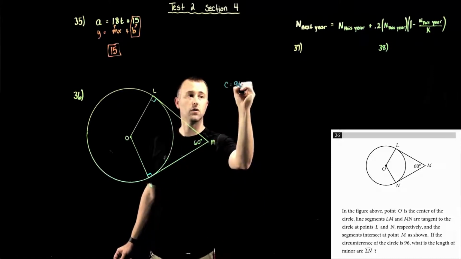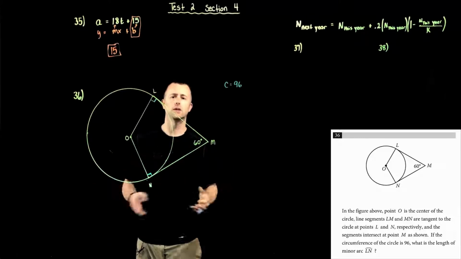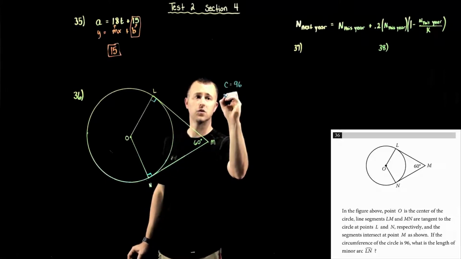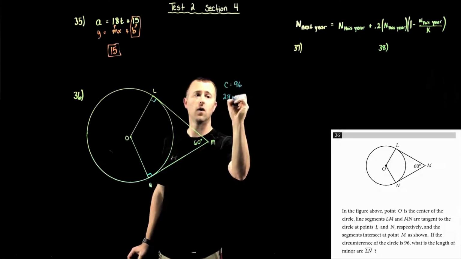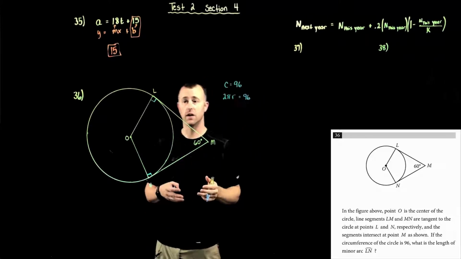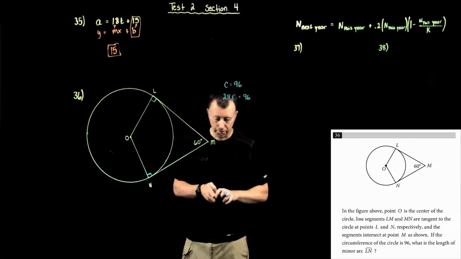So what you need to do when they give you a circumference or an area or a perimeter or whatever it is, set it equal to the equation. So when I say circumference, I'm going to say 2 pi r is equal to 96 because that tells me what I need to find. I need to find the radius. That's going to be important to solve this problem.